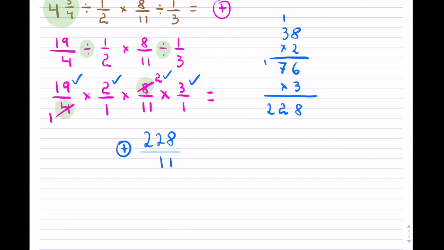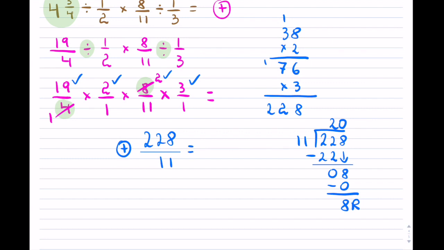So what you would have to do is literally take 228 and divide it by 11. So 11 into 22 goes 2 times. So that's 0. Oh, 11 into 8 goes 0 times. So 0 times 11 is 0. Subtract. So I have a remainder of 8. So this gives me 20, and remainder 8 goes on top, 8 over 11. And that would be your final answer.